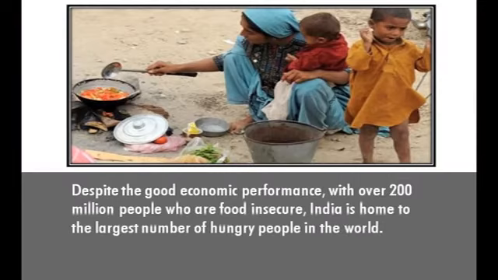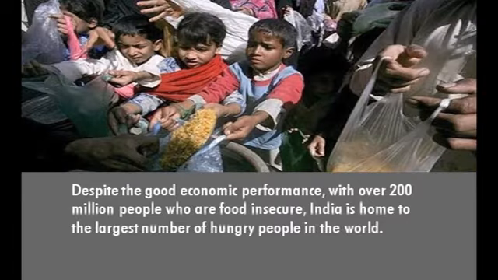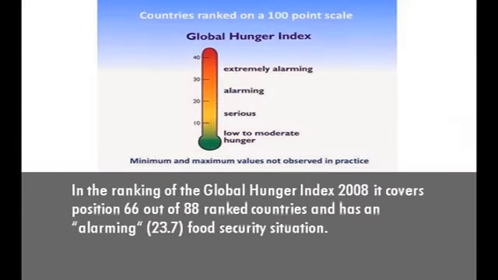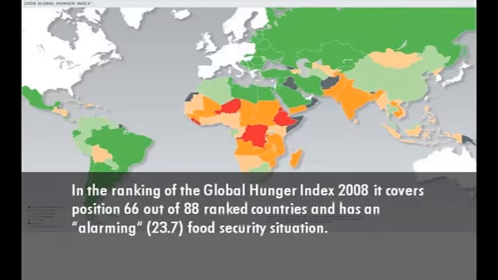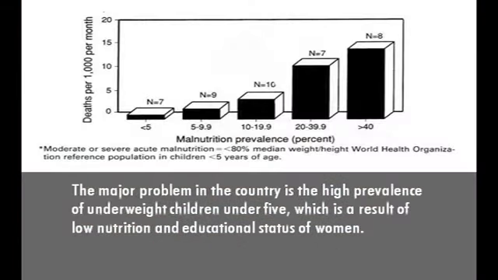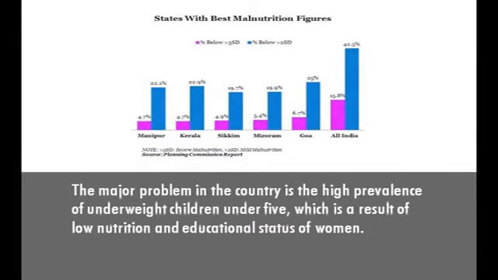Despite the good economic performance, with over 200 million people who are food insecure, India is home to the largest number of hungry people in the world. In the ranking of the Global Hunger Index 2008, it occupies position 66 out of 88 ranked countries and has an alarming 23.7 food security situation. The major problem in the country is a high prevalence of underweight children under 5, which is a result of low nutrition and educational status of women.